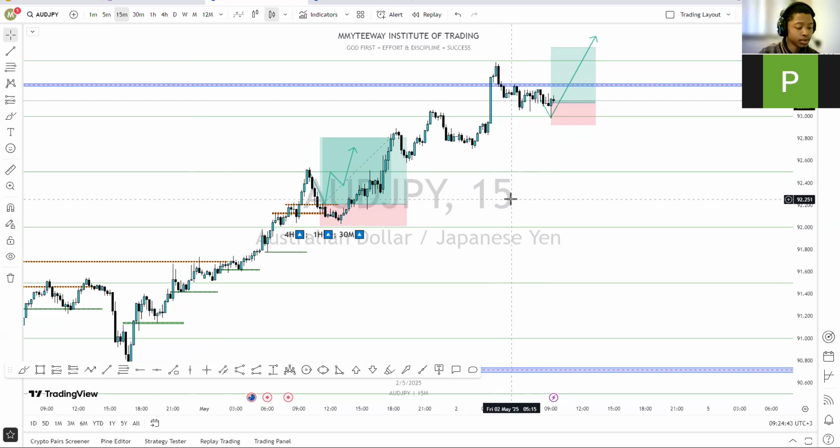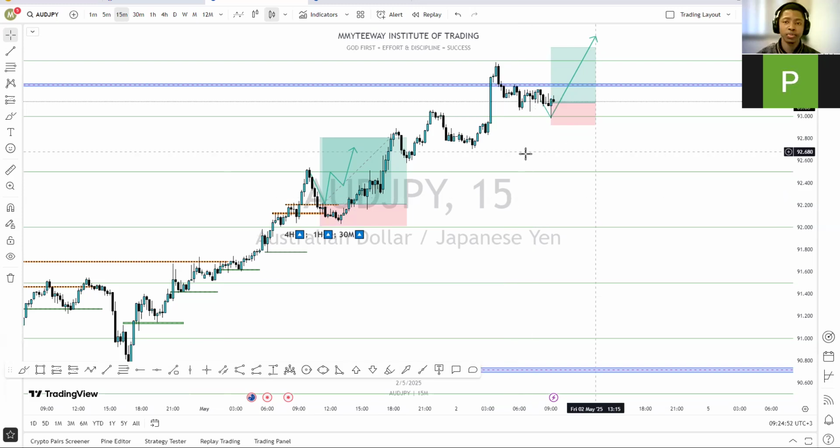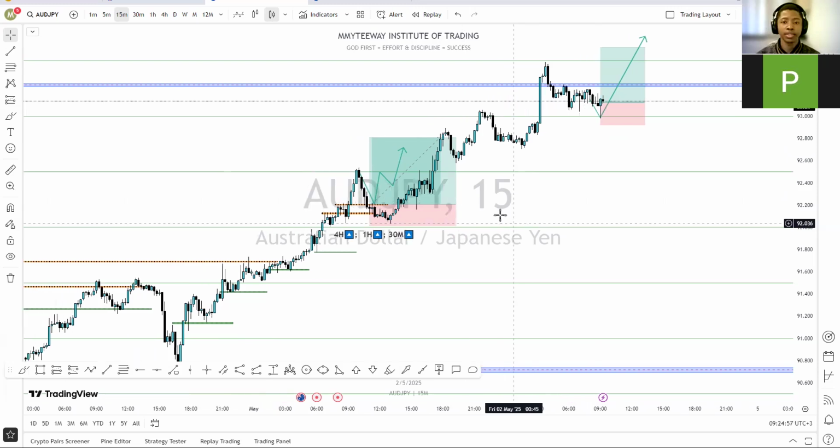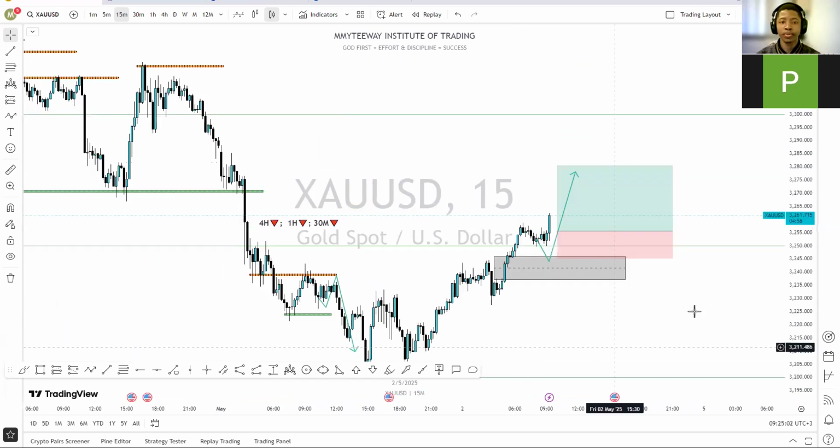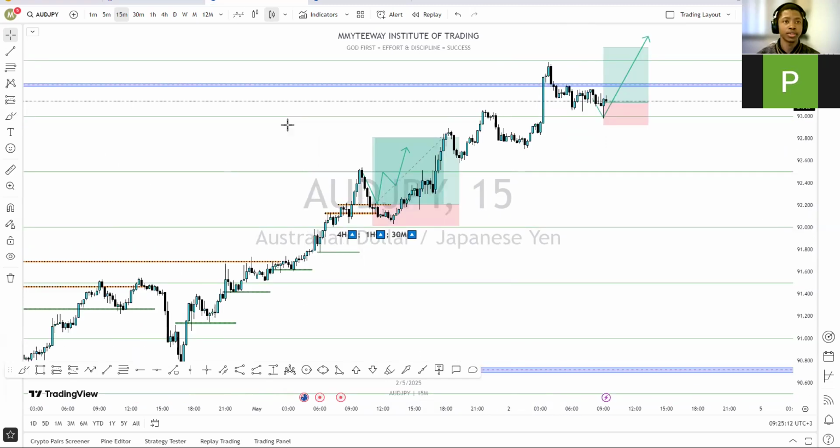So right now we have three signals going live. Before I show you the breakdown of yesterday's trades, we have three currently running signals. The first one that we took was on gold right here, the second one was GBP USD, and the third one is AUD JPY. So I'm just going to do the breakdown.